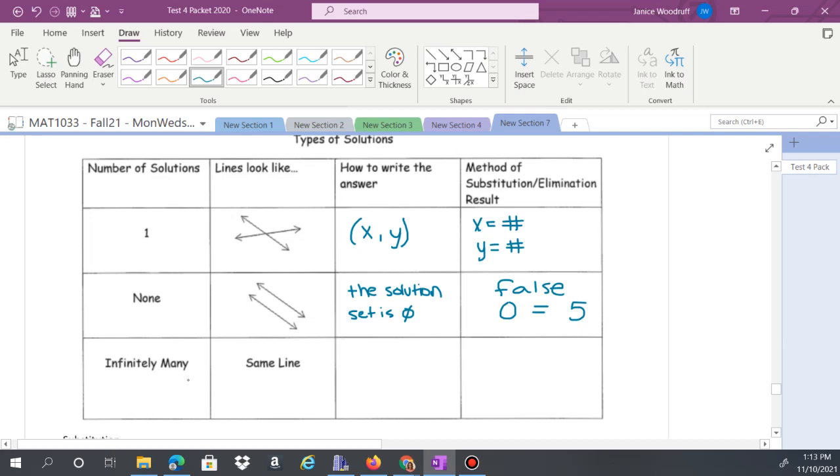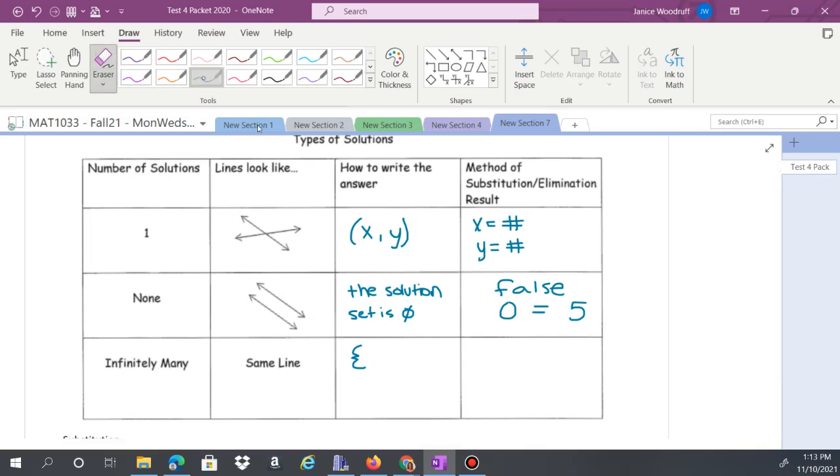And then infinitely many solutions, when you graph it, it's the same line. The way you're going to write that is it's going to be in interval notation. So it's going to look like this. You're going to have your little curly bracket, or sorry, set builder notation, x and then a line. Not x and then a line, sorry, x, y, and then a line.